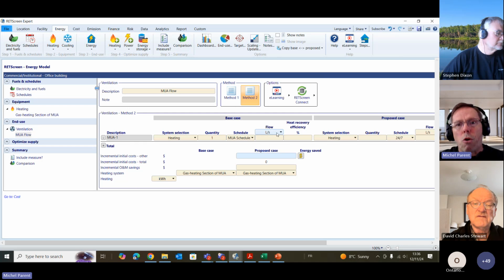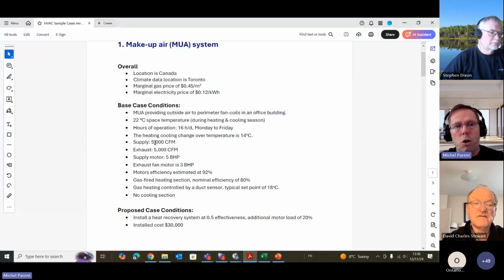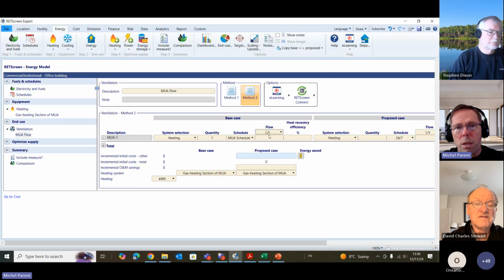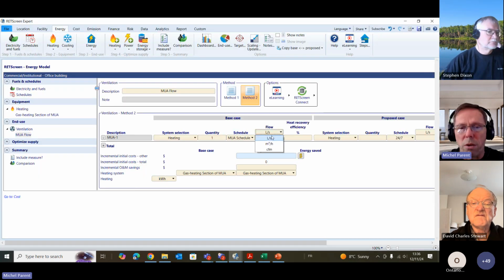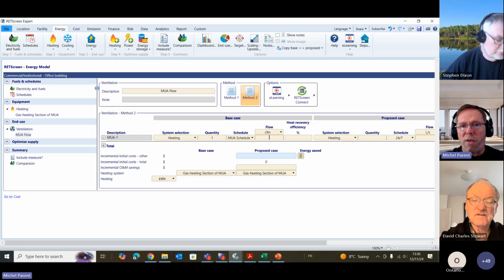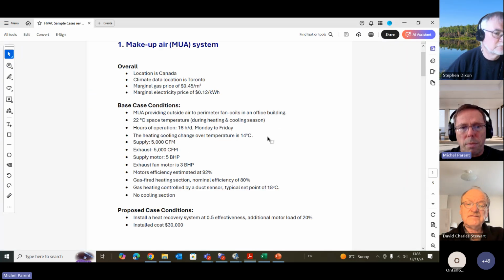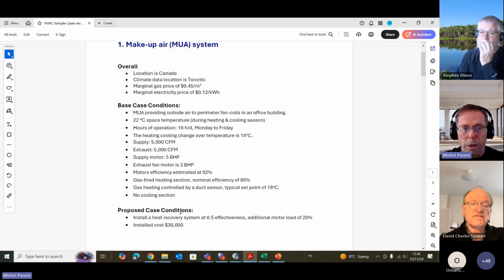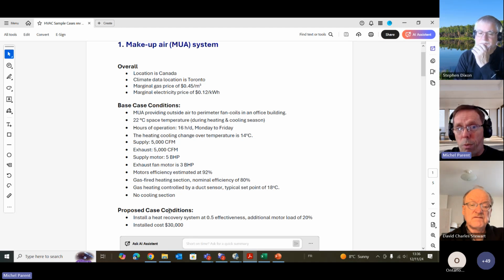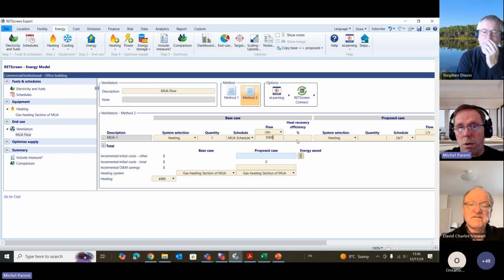The flow. So I'm going to go back to the sheet, and it says that the supply and exhaust flow are both 5,000 CFM. So I'm going to change that, and RETScreen is great for that. You've got so many units that you can change to really match the information you gather on site on your system. So I'm going to go with 5,000 CFM. Now, it does not have heat recovery because we see that when we're going to build the proposed case, we're going to install heat recovery. So I'm going to put 0 here. So we actually have defined our supply flow for that makeup air unit.